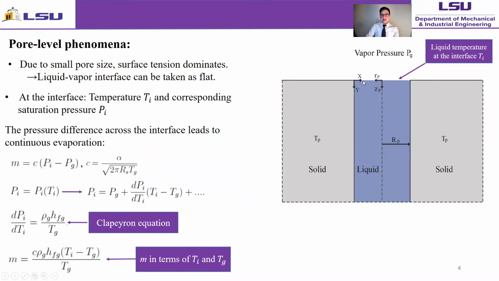Liquid temperature at the interface varies owing to non-uniform evaporation along the interface. At each point on the interface, liquid temperature Ti has a corresponding saturation pressure Pi. Over the heated half of the pipe, Pi is greater than Pg, and this pressure difference leads to continuous evaporation at that point on the interface as shown here, where M is the evaporative mass flux and C is inversely proportional to the speed of sound in vapor. We Taylor expand Pi about Pg, and using the Clapeyron equation, we arrive at an equation that expresses the pore evaporation as a function of Ti and Tg.